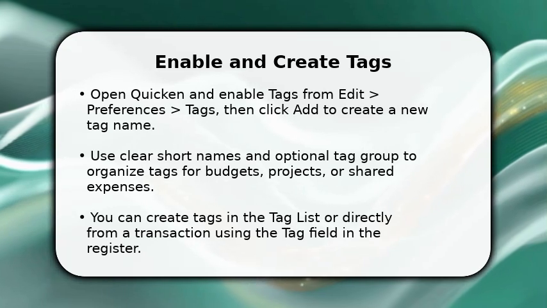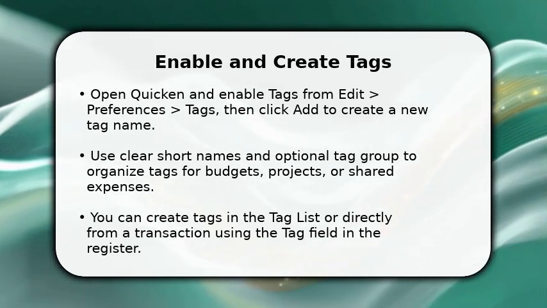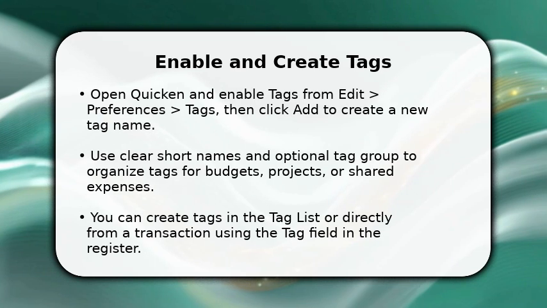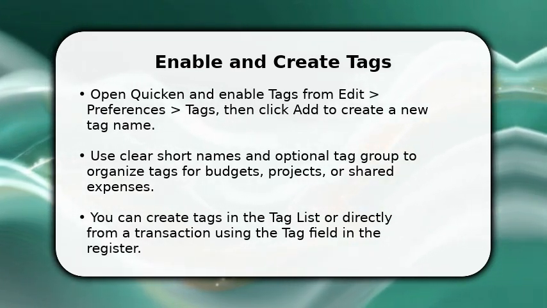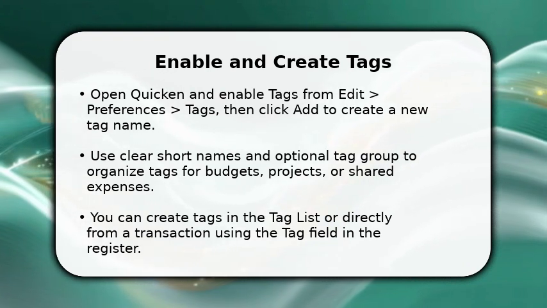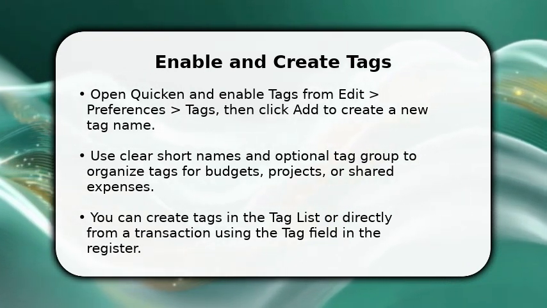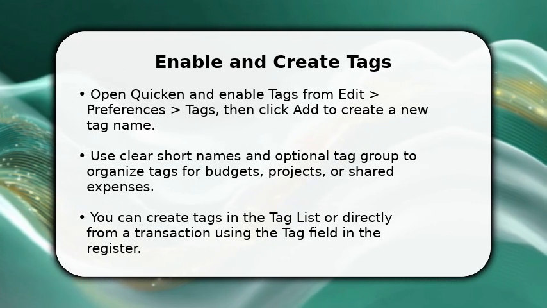Enjoy the video. Open Quicken and enable tags from Edit Preferences tags, then click Add to create a new tag name. Use clear short names and an optional tag group to organize tags for budgets, projects, or shared expenses. Keep names under 30 characters so they display cleanly.